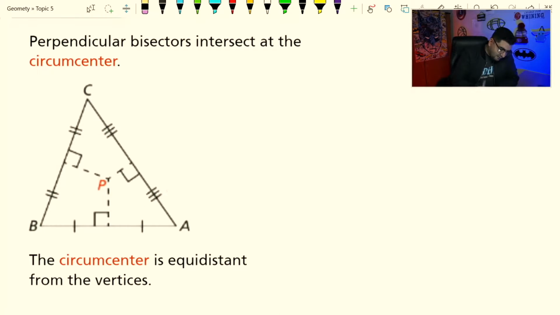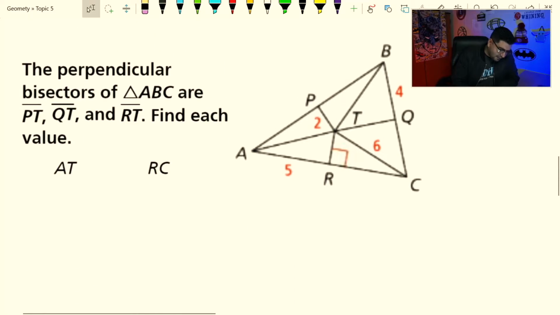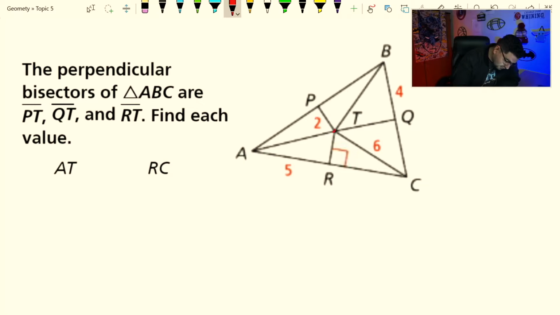Let's begin by looking at some questions that have to do with the circumcenter. Here I have a question that says the perpendicular bisectors of ABC are PT, QT, and RT. Find each of the values. Here we have point T, which is the circumcenter, right there in the middle. It's saying our perpendicular bisectors are PT, from P to T, from Q to T, and from R to T. So those are our perpendicular bisectors.